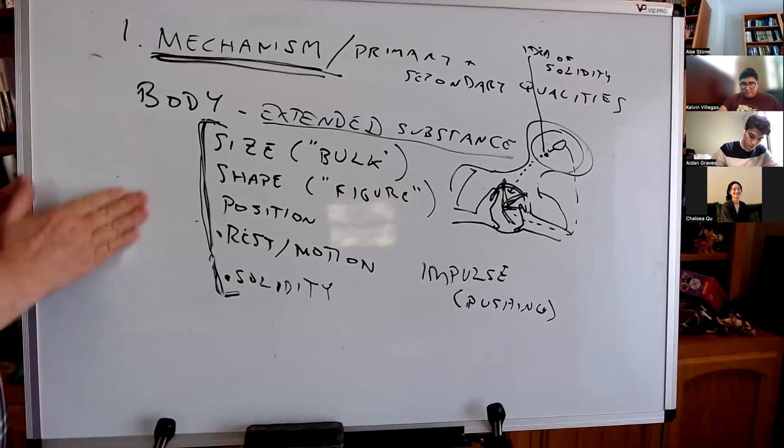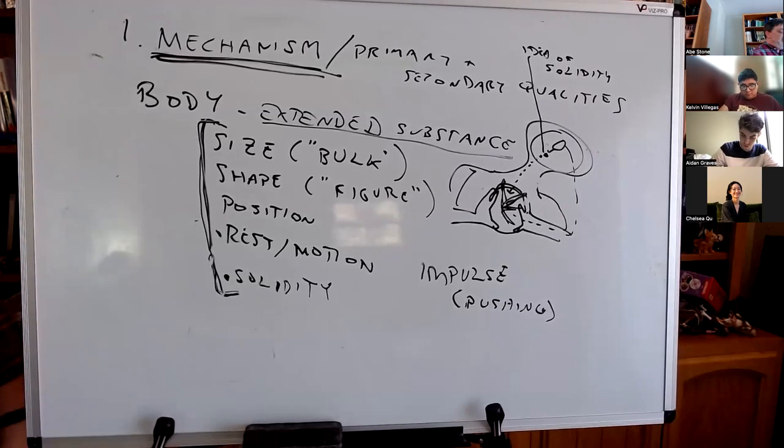So that's mechanism. It's called mechanism because it means that everything in the world works the way a machine works, a machine with gears and stuff. It all works by solid pieces pushing against each other.